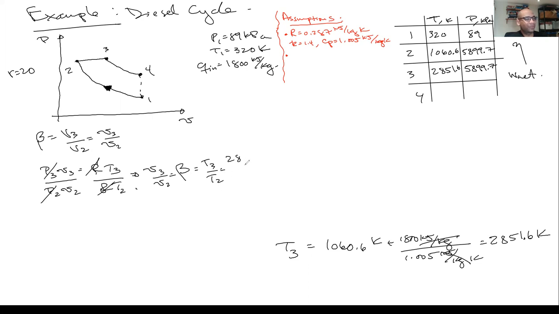the ratio of temperatures. So 2851.6 Kelvin over 1060.6 Kelvin. So the value of beta is equal to 2.689, which is a pretty good value, actually. 2.5 to 3 is a typical value. Now notice we've actually calculated beta from the initial data of the problem. So beta is not something that we picked. Beta was actually a consequence. So in order to add 1800 kilojoules per kilogram, the value of beta had to be 2.689.